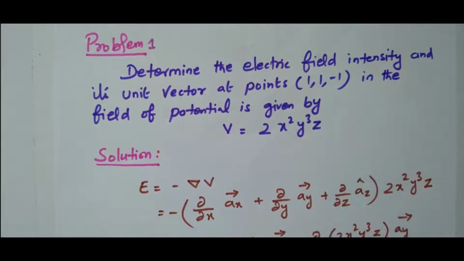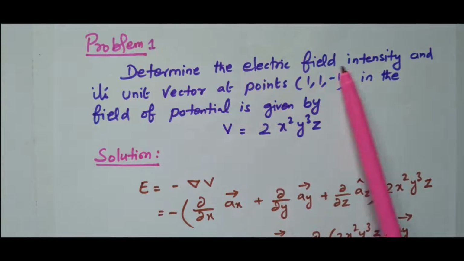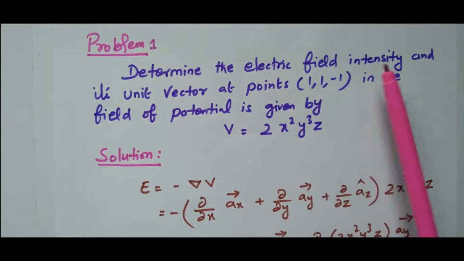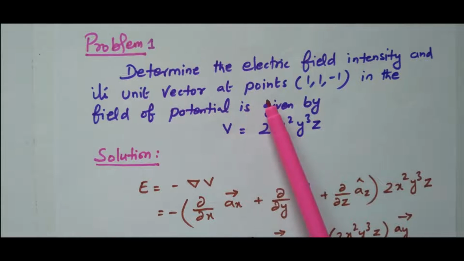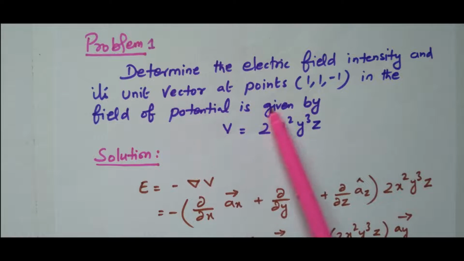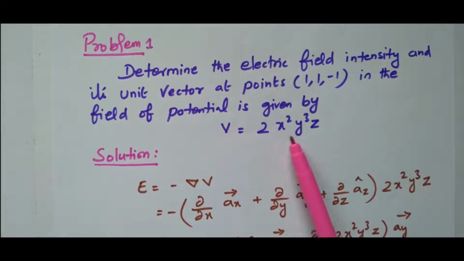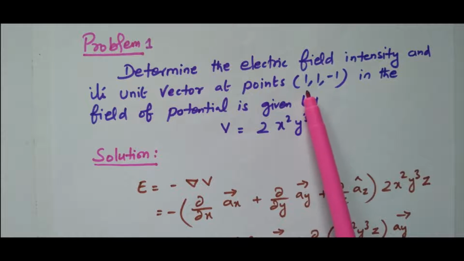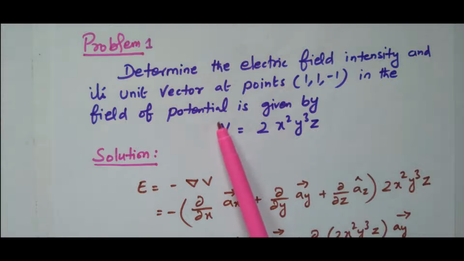So by using this relation, we'll see a few problems. We'll see the first problem. The first problem is determine the electric field intensity E and unit vector at the point 1, 1, minus 1, in the field of potential given by V equal to 2x square y cube z. So in this problem we need to find electric field intensity and unit vector. The potential equation is given, 2x square y cube z, and the point is also given, 1, 1, minus 1. So from V we need to find the expression for E.